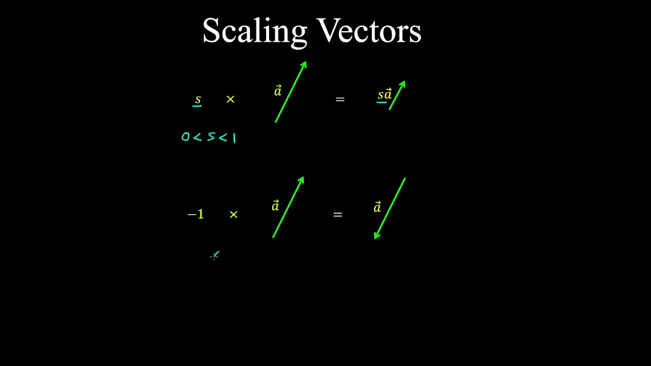Now if we have a scalar of -1 multiplied by our vector, well, that just reverses the direction of our vector. And if we have 0 multiplied by our vector, that gives the 0 vector.